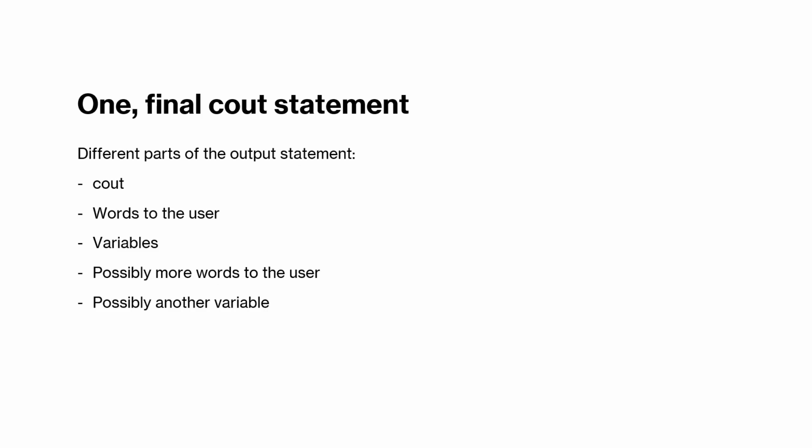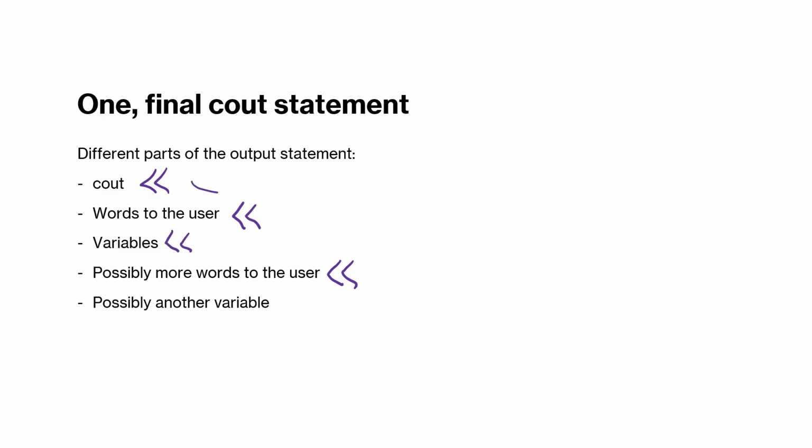To output one final cout statement, which is part of the program directions, you are going to have different parts in the statement. You're going to have the cout, you're going to have some words that you give to the user, you're going to have variables, possibly more words to the user, possibly another variable. It can continue on and on. You just have to remember to separate every different part using those angle brackets.